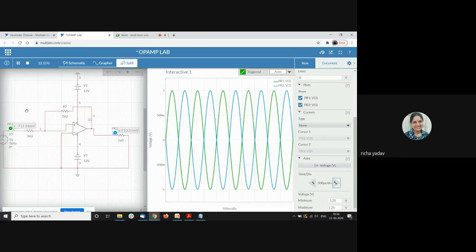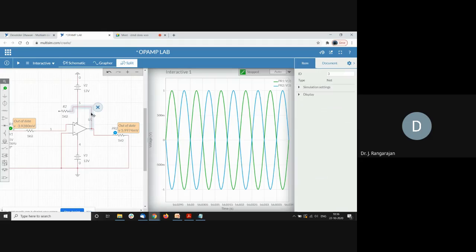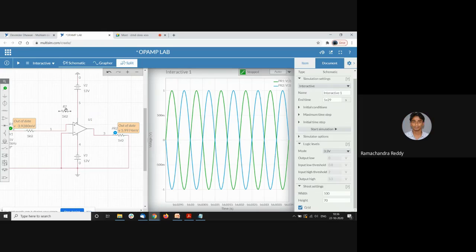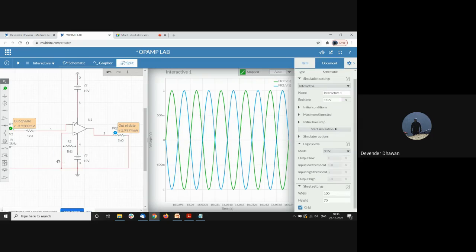Sir, this feedback resistance should be on the negative side only. Okay, that R2, you're saying, should be here. Yes, sir. Okay, that is what maybe I missed. So normally we will get only the inverted waveform. But we are trying to implement a non-inverting amplifier, na.